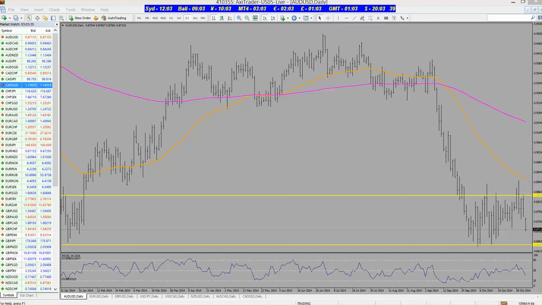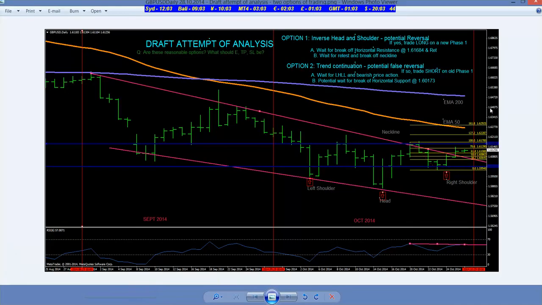Okay, CAD Sing daily. There's the pound. Wait for retest and break of neckline. Option 2, trend continuation, false reversal, wait for lower high, bearish price action. Potential wait for break of the horizontal at 60. Across here. Okay. FOMC didn't bring that. It wasn't until the next day.